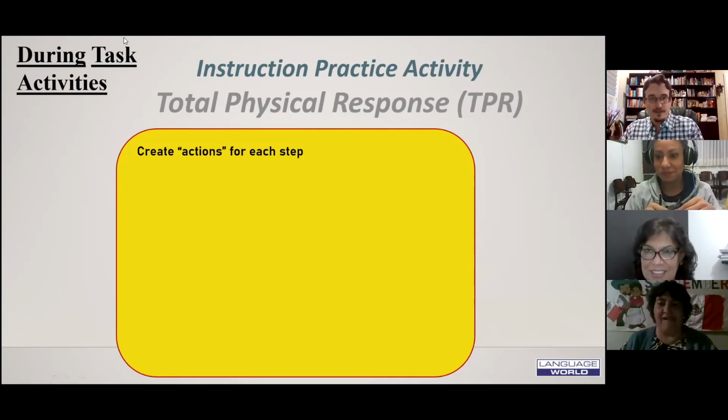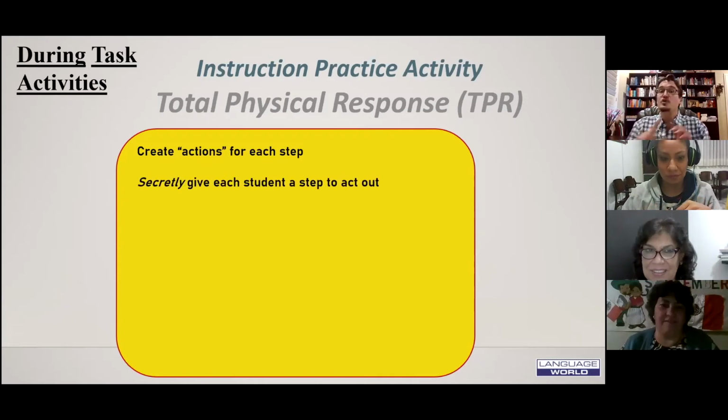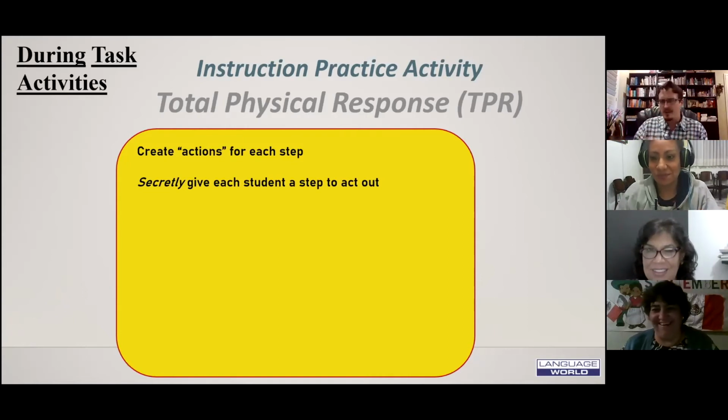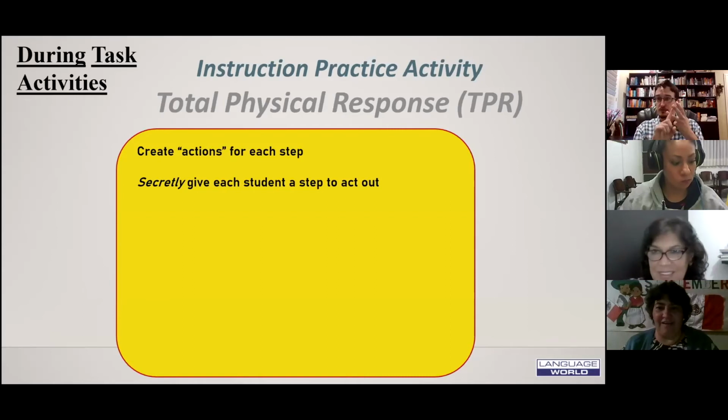But what we need to do now is once you've decided on the actions for each one, you secretly give each student a step to act out. So to be secret, usually I just go up to the student and whisper it in their ear. What I'm going to do is send you a little chat. So I'll tell you if you're step 1 or step 2 or step 3. Okay?